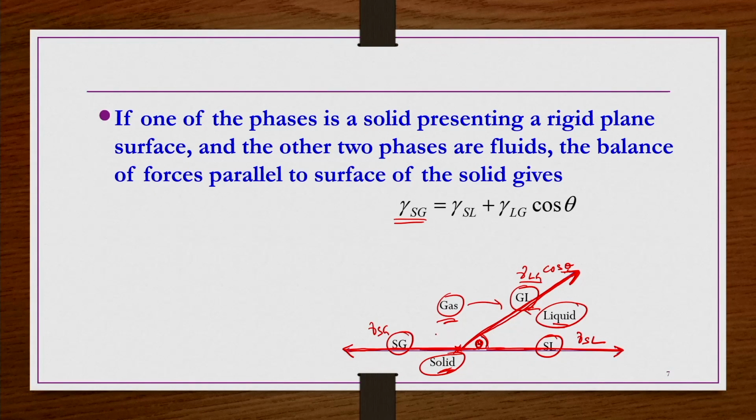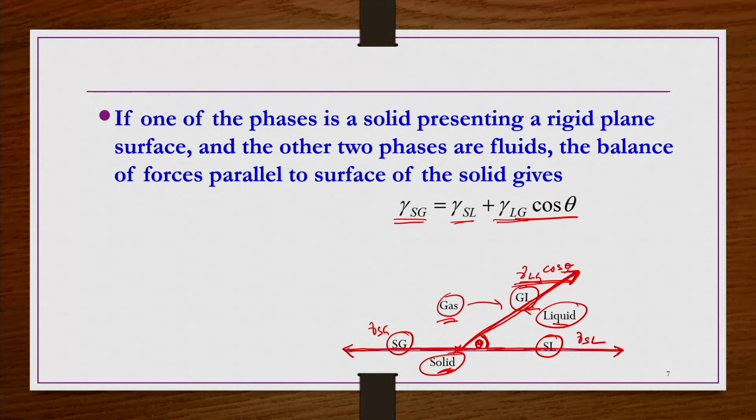Now, by the directions, you can easily understand: this is in this direction and these two are in the other direction. So, whatever gamma Sg is there, that should be balanced by gamma Sl plus gamma Lg cos theta. This cos theta is coming because of the contact angle theta between these three phases, like gas, liquid and solid, right. This angle is between the gas-liquid interface and the solid phase. At these three phases, whatever the angle is there, the contact angle, that is theta. Because of that, this component will have gamma Lg cos theta.